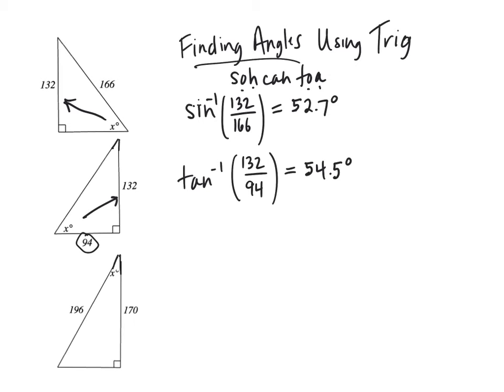Last triangle there, I'm going to find x at the top. 196 is the hypotenuse, 170 is the adjacent, adjacent and hypotenuse. Adjacent and hypotenuse is cosine. Because I'm finding an angle, I'll use the inverse function. Because I'm using the inverse function, I plug in a ratio. Adjacent over hypotenuse, 170 divided by 196. So the inverse cosine of 170 divided by 196 is about 29.8 degrees.